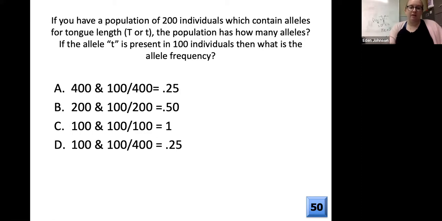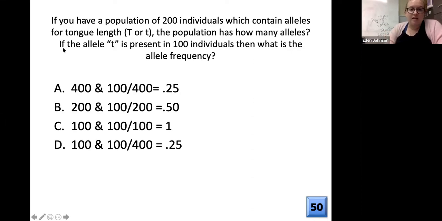So if you have a population of 200 individuals which contain alleles for tongue length, big T or little t, the population has how many alleles? And that's your first question. If you have 200 individuals, how many alleles does each of those individuals have? Each individual has 2 alleles, either big T or little t, okay? So times 2, that's going to be 400 total alleles in that population.